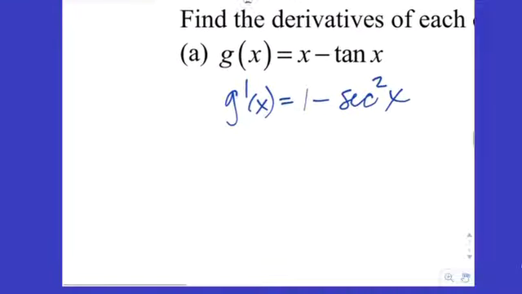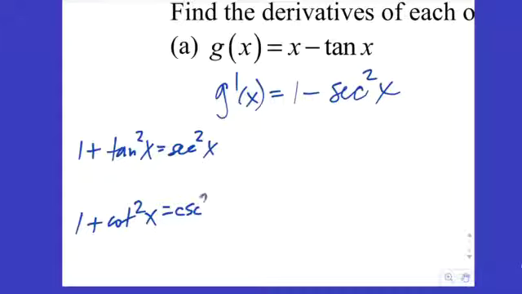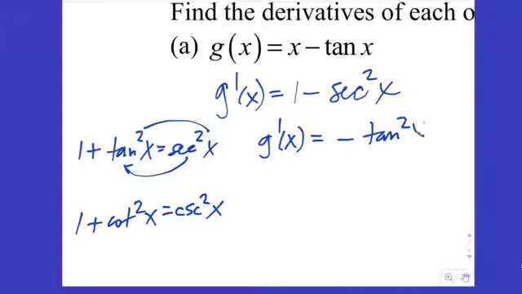But that looks a lot like a baby PID. So let's review the baby PIDs. 1 plus tangent squared was secant squared. That's baby PID number 1, as I call it. And 1 plus cotangent squared is cosecant squared. Kind of like what we just did there with the derivatives, except they're positive all the way through. So another name for 1 minus secant squared could be negative tangent squared of x. So that might be the multiple choice answer.